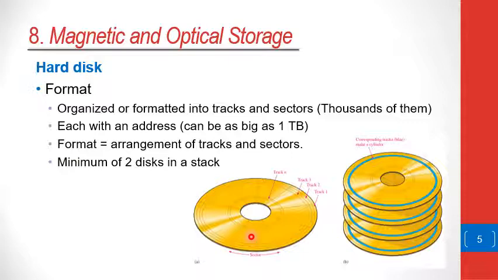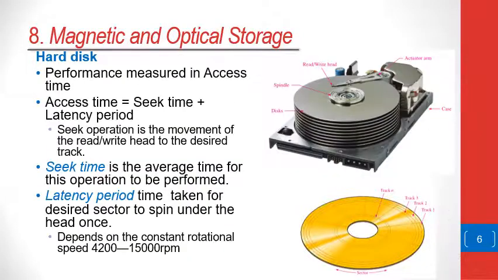So the hard disk storage can be very large. In fact, it can be as big as 1 terabyte, depending on where the technology is now. The performance of the hard disk is measured using what's called access time, and the access time is made up of a combination of seek time and latency period. To understand what these terms mean, you need to first relook at the structure of the hard disk itself and how information is accessed.